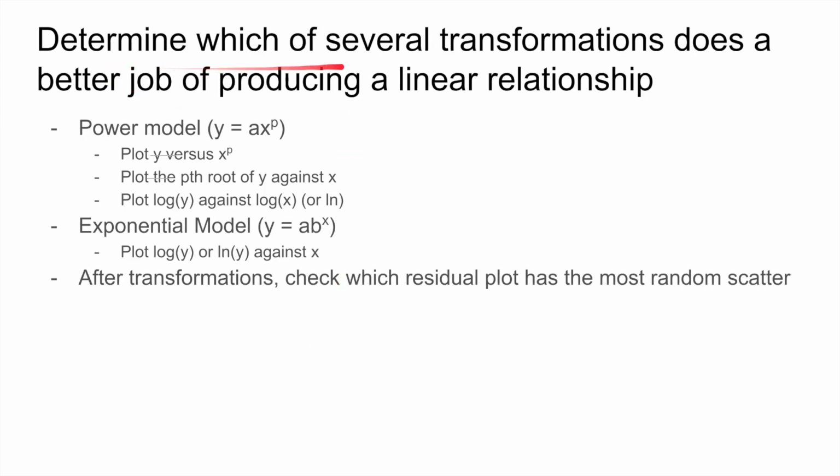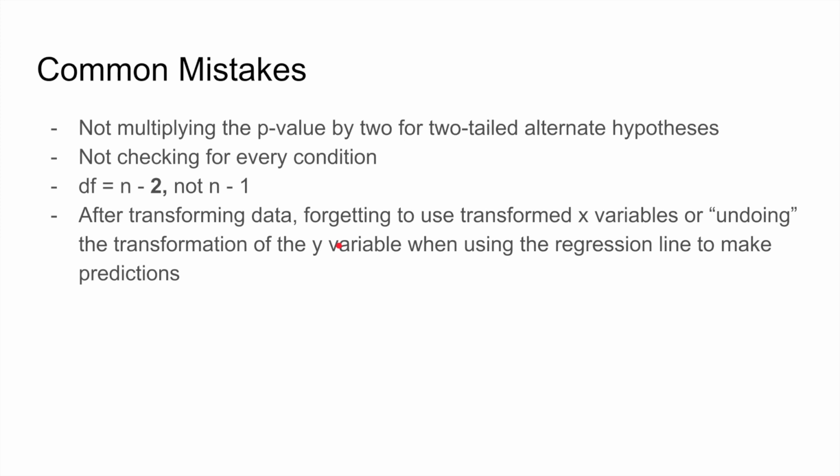Sometimes you actually have to determine which of several transformations does a better job of producing a linear relationship. Usually you're comparing power and exponential models. In power models, you plot y versus x to the p. If you want to make it linear, you're plotting log y against log x. And for an exponential model, you just plot log y against just x. After transformations, you have to check which residual plot has the most random scatter, and that is the one that produces the best linear relationship.